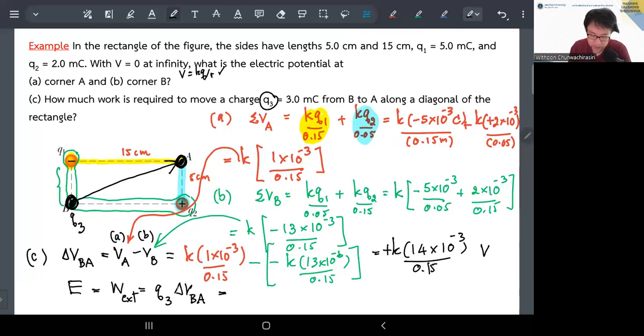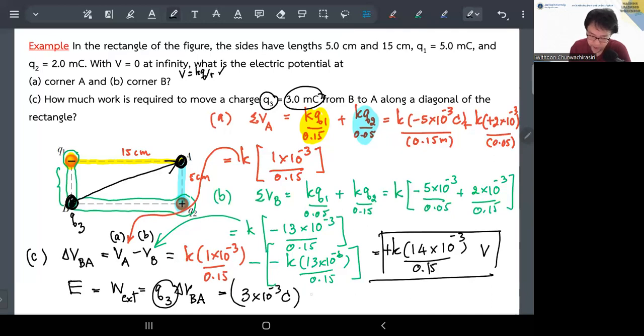So all you need to do is just take the Q3, 3 microcoulomb, and multiply by whatever number you just got up there, and you're done. That's it. So it's 3 microcoulomb multiplied by the delta V_BA, which is just this number right here. And that's it. You are pretty much done.